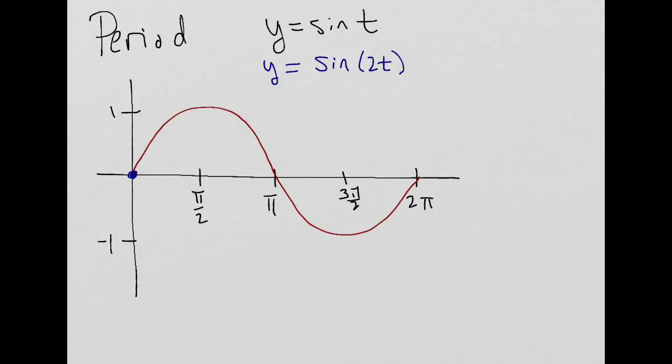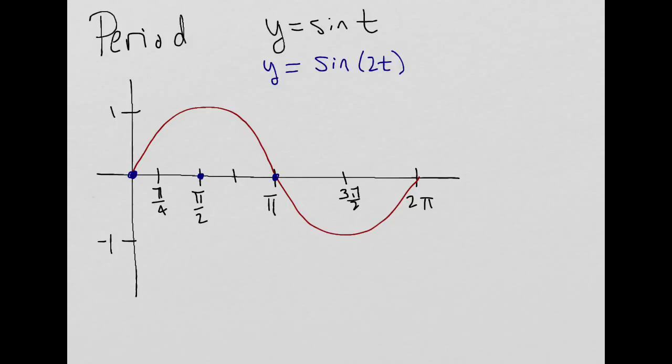But when I plug in pi over 2, 2 times pi over 2 is pi. And what's the sine of pi? Well, it's 0. If I plugged in pi as my input, 2 times pi is 2 pi, the sine of 2 pi is 0. Well, what's happening in between? I need to look at a few other points.